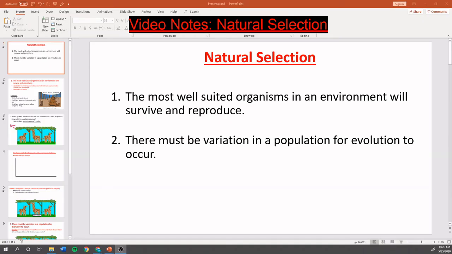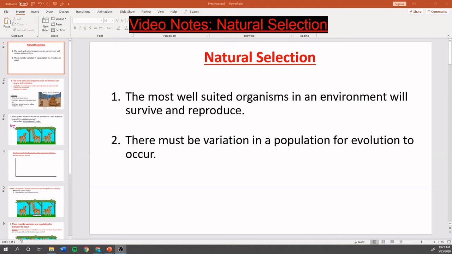Today we're going to talk about natural selection, and basically you might know natural selection as survival of the fittest. You might have heard that before, and it's just one way that evolution can take place. So it's just a way that an animal or plant species or any living species can change over a period of time. So we're going to go through natural selection here.